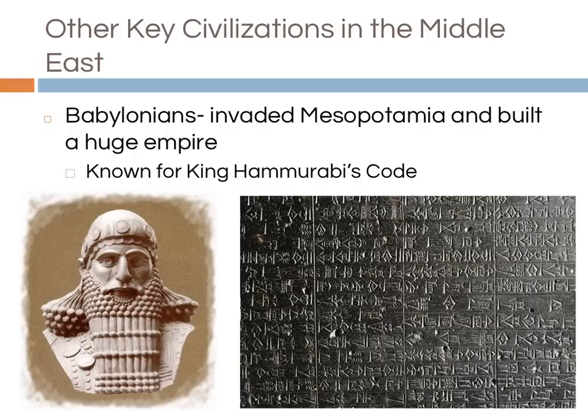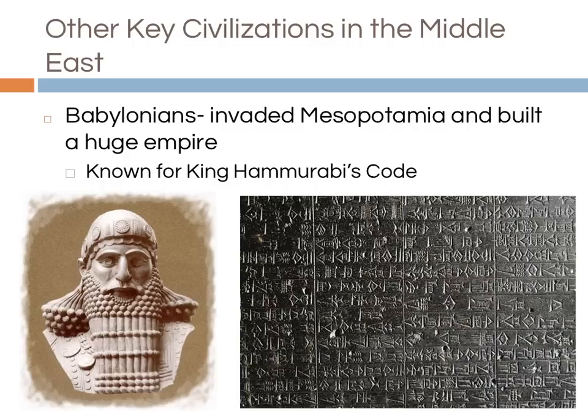Another key civilization that you need to know in Mesopotamia are the Babylonians, or Babylon. They invaded Mesopotamia and built a huge empire. They are most known for one of the world's first law codes, which was made by this guy, King Hammurabi. We're actually going to look at that in class later this week and look at some of what was included in that law code and how that relates to their early societies.